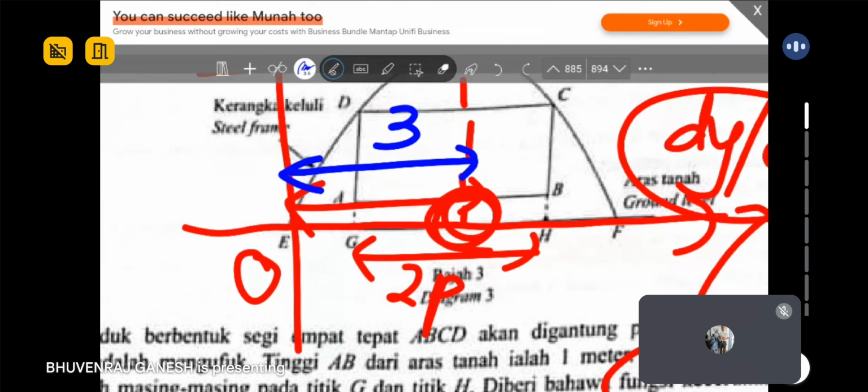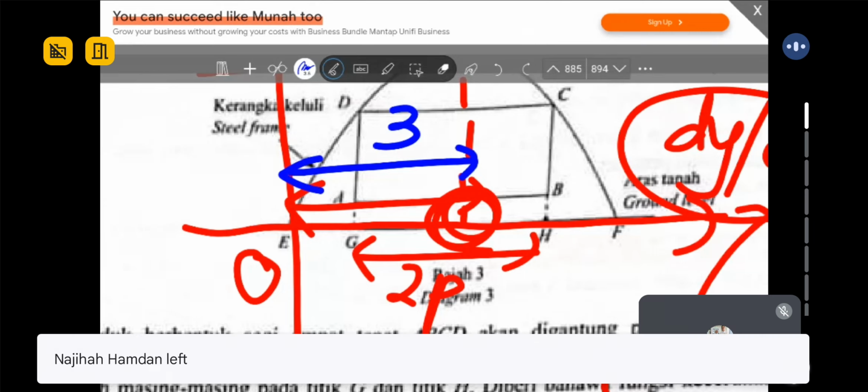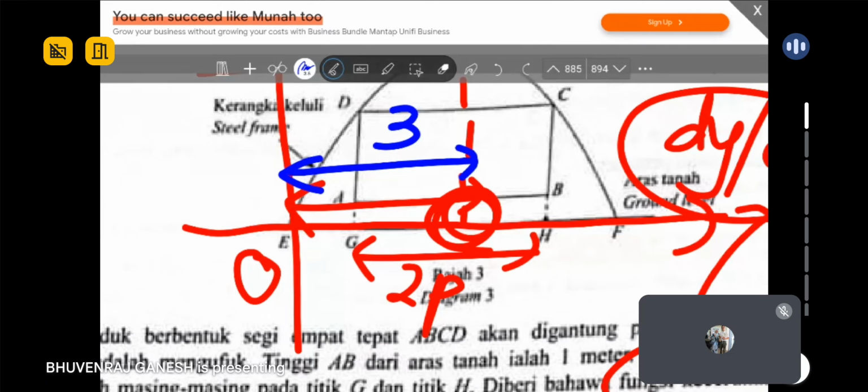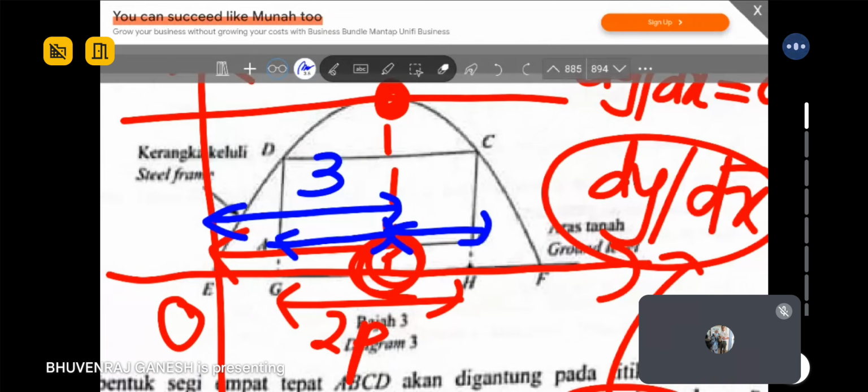Now, axis of symmetry. Persamaan paksi simetri. Okay guys, may I know this distance, jarak yang ni, berapa? Siapa boleh bagi tahu saya? G kepada paksi simetri, apa jarak dia? Ataupun H kepada paksi simetri. Dua-dua jarak ni sama. So apa nilai dia guys? What is the value? Can anyone tell me? Apa nilai dia? Yang biru punya.